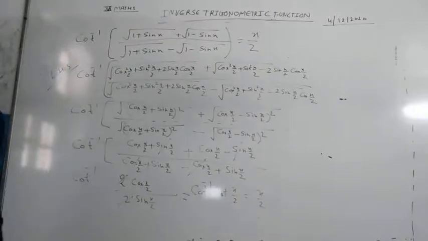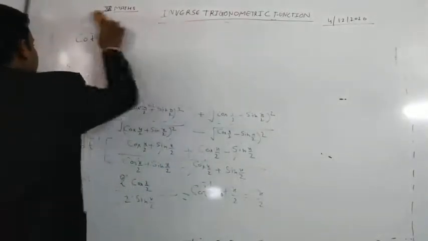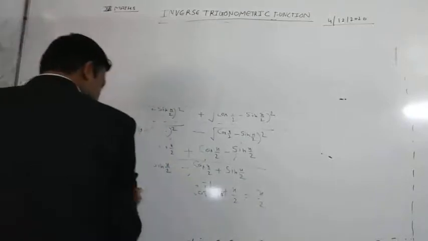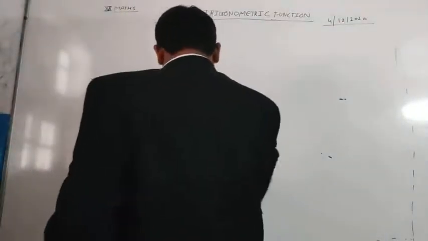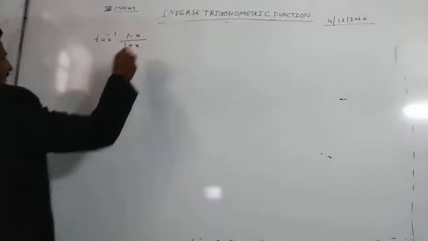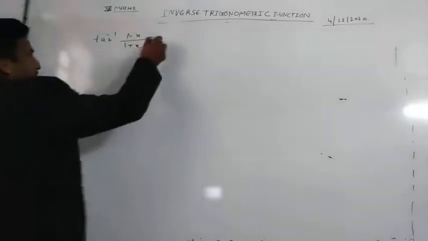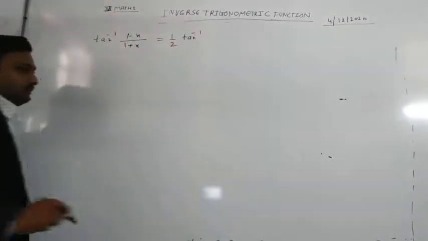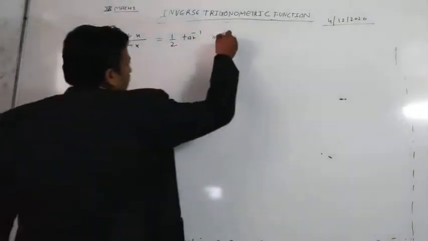So the next question is to prove that, solve tan inverse of (1 minus x by 1 plus x) is equal to 1 by 2 tan inverse x, when x is greater than 0.